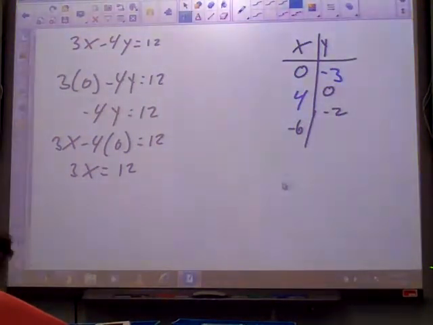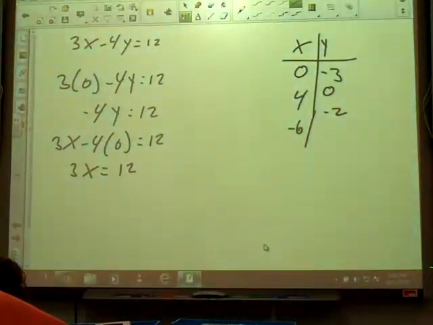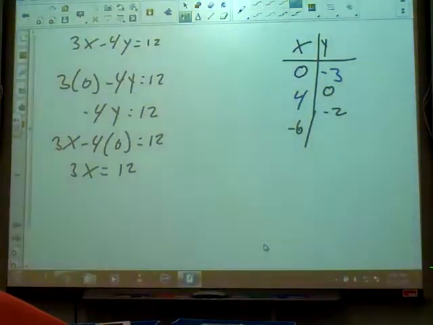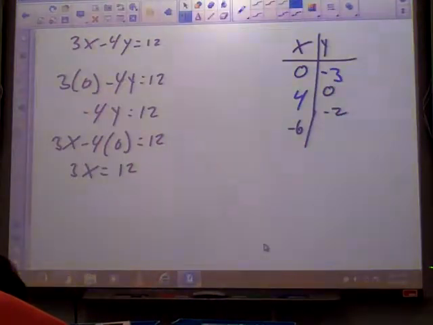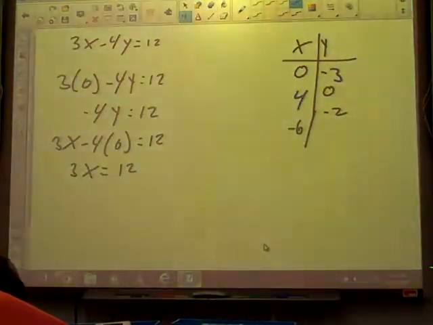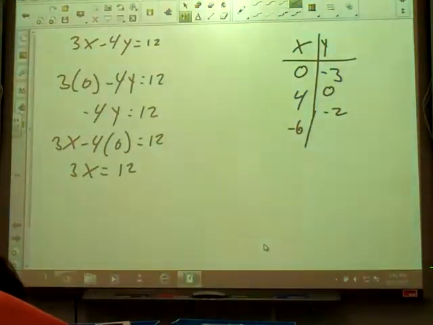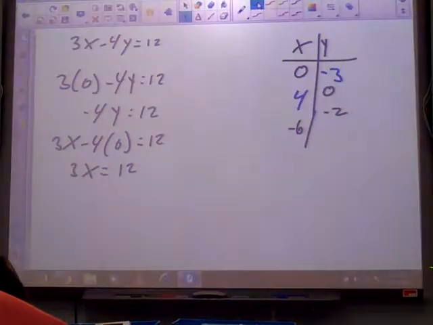You've got two more to finish on your own. You've got a y of negative 2 to plug in and solve, and an x of negative 6 to plug in and solve. If I'm remembering correctly, both of them are fractions. Get those two finished real quick. Plug a negative 2 in for the y and solve. Plug a negative 6 in for the x. Let's get it done. Let's go.